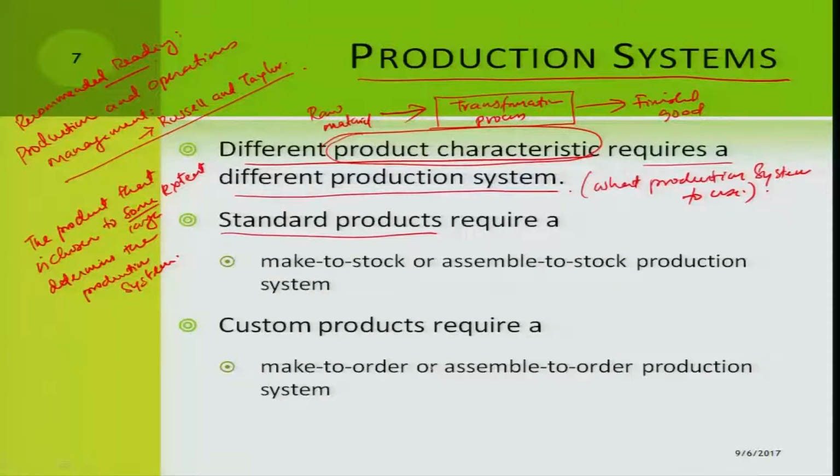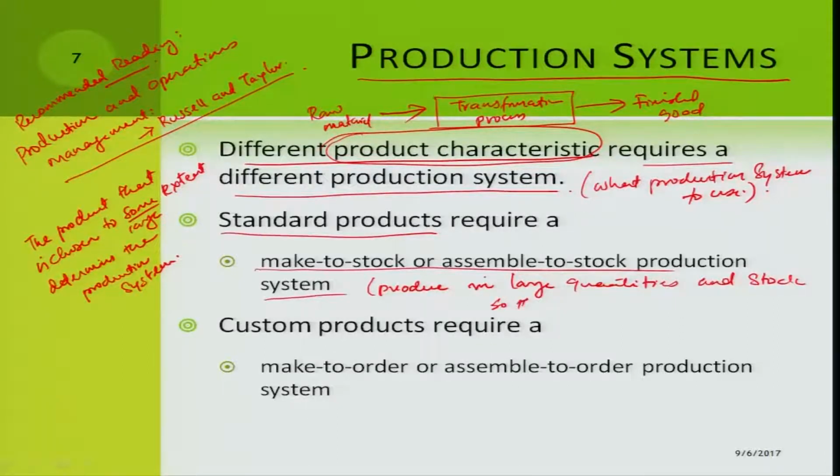Okay. So, standard products, when people talk about standard products, it is like automotive, those kind of things. Or like toothpaste, those kind of stuff. You do a make to stock production system where you actually produce in large quantities, and stock so that the customer can buy when needed.